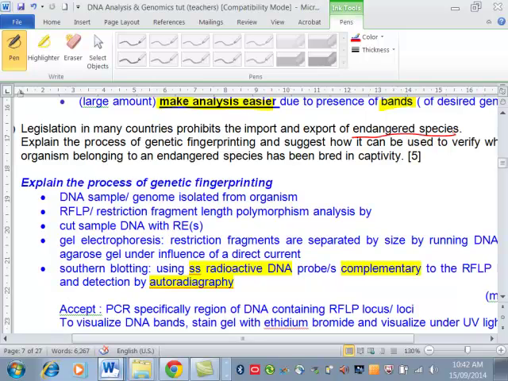Okay, so anyway, here the question says, explain the process of genetic fingerprint. So everyone, I want you to write down, there are 2 parts to this question. Number 1, you have to explain genetic fingerprint. Right? There are 2 parts and total 5 marks. So let's take a look. How do you explain genetic fingerprint? We isolate the DNA sample from the organism first.